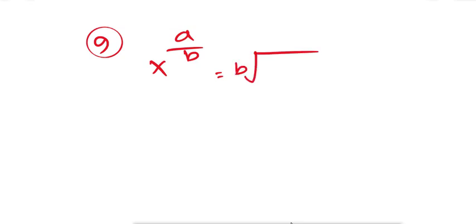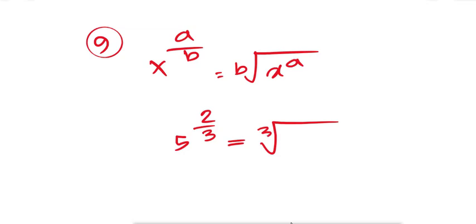Rule number 9, x to the power a divided by b is basically b-th root of x to the power a. For example, if we write 5 to the power 2 by 3, we can rewrite it as cube root of 5 square. So these are 9 exponent rules which you can easily follow and make your problem very simple.